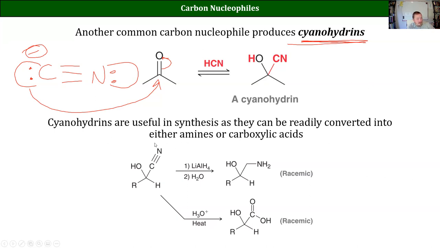And again, a lot of these reactions we're looking at so far wind up being useful synthesis-wise because we can then turn them into something else, something more common. In particular, a cyanohydrin can then be reduced. If you expose it to lithium aluminum hydride, you wind up taking that cyanide group and you just add a whole bunch of hydrides to it, and you turn it from being a carbon nitrogen triple bond into an amine. Or if you go the other route, you just expose it to acid and heat, you wind up breaking that nitrogen off and turning it into a carboxylic acid.